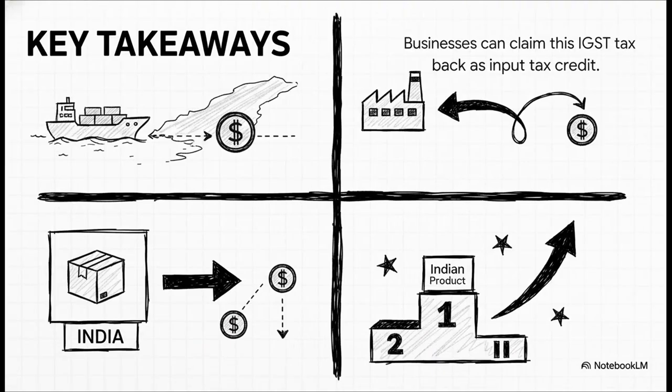All right, so let's do a quick recap. What are the key things to walk away with? First, imports are taxed with IGST. This keeps things fair for local companies. Second, businesses aren't stuck with that tax bill. They can claim it back as a credit. Third, exports are zero-rated, which is a fancy way of saying every last bit of domestic tax is removed. And fourth, the whole point of this is to make Indian goods more attractive and competitive in the global market.